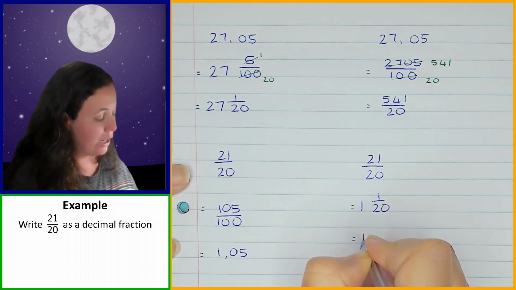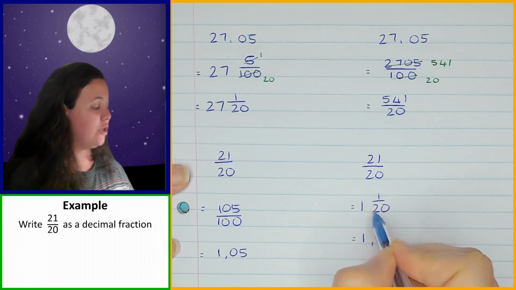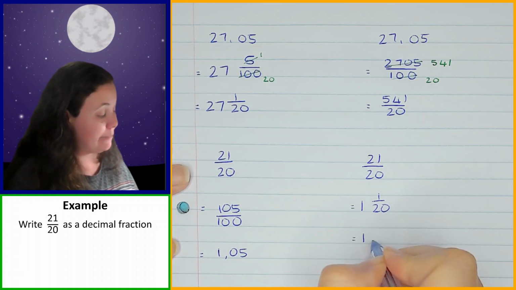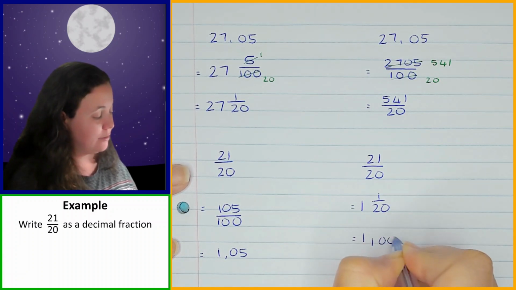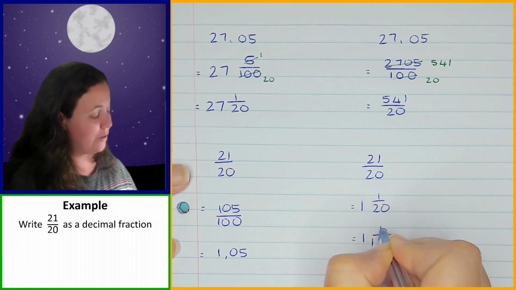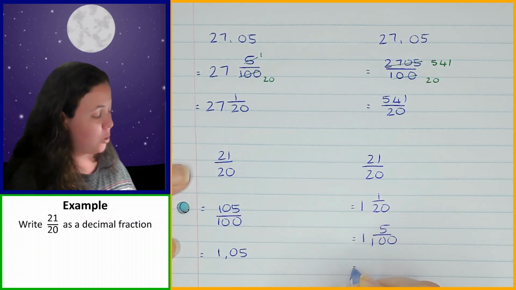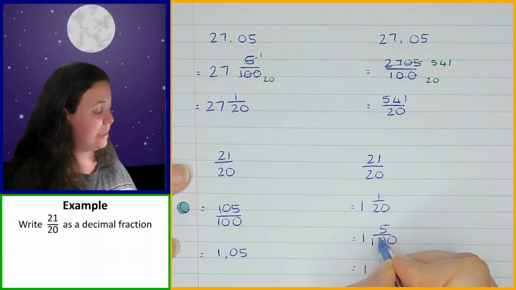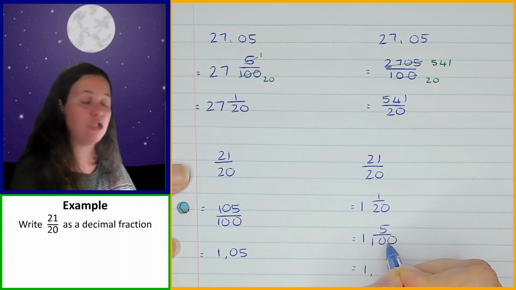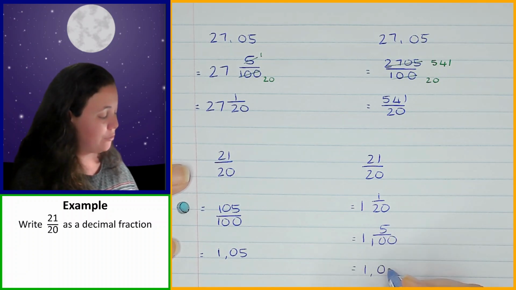So it's going to be 1, comma, and then the 1 over 20, actually let me first change this to something over 100. Okay, so this changes to 5 over 100. So it's going to be 1, comma, and then the 5 is going to be in the hundredths position. So 0, 5.